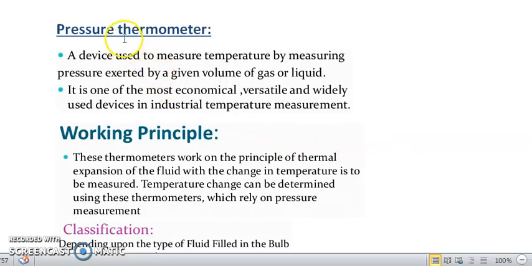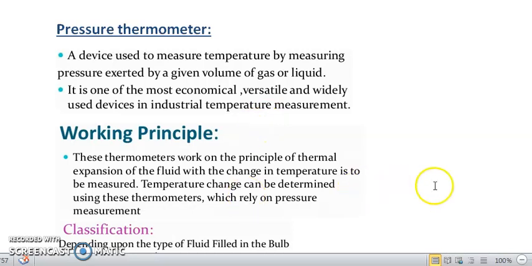Now today we have to study the pressure thermometer. What is a pressure thermometer? It is a device used to measure temperature by measuring the pressure exerted by a given volume of gas or liquid. It is a temperature measuring instrument in which the change in pressure of the gas or liquid is directly proportional to the change in temperature. It is the most economical, versatile and widely used device in industrial temperature measurement.